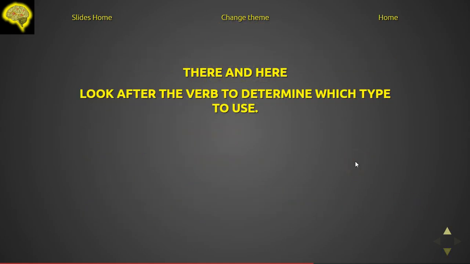Now with the subjects there and here, when they're subjects, you have to look after the verb to determine which type to use. There are many rules for grammar, so here's there. And because many rules is plural, that's why we use are.